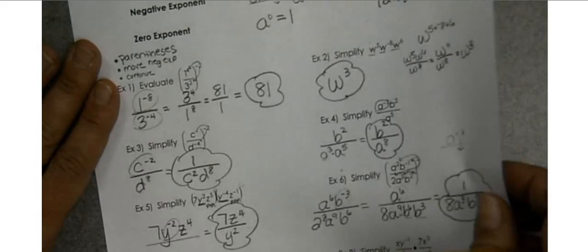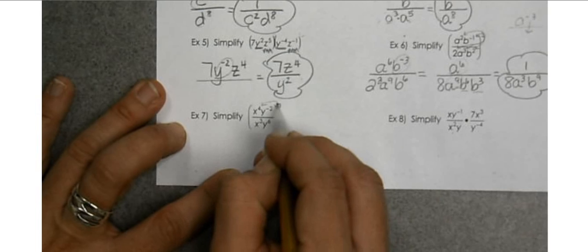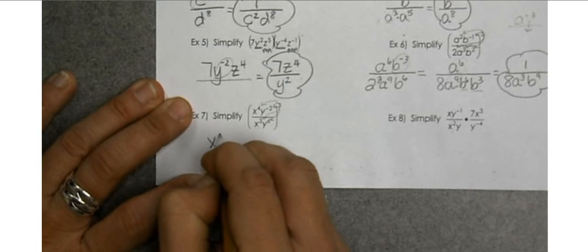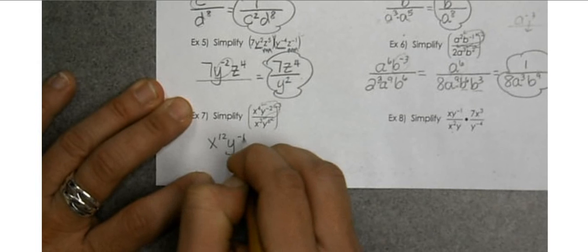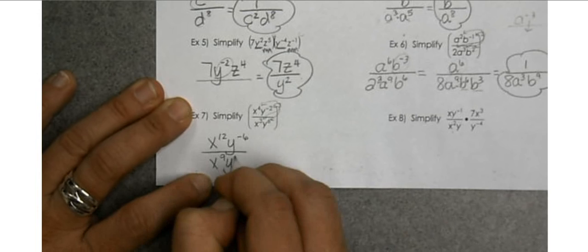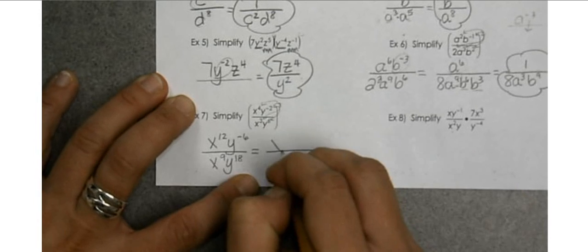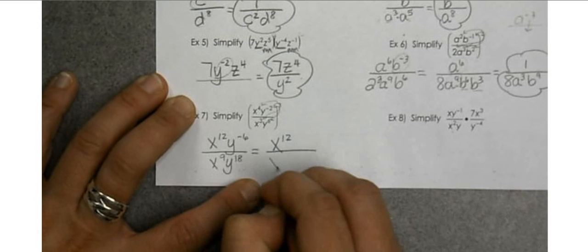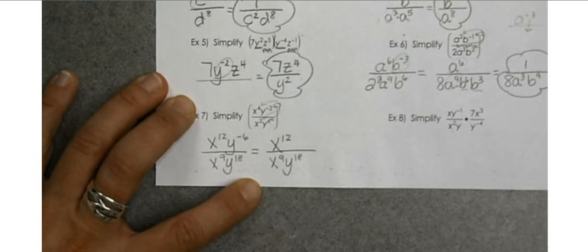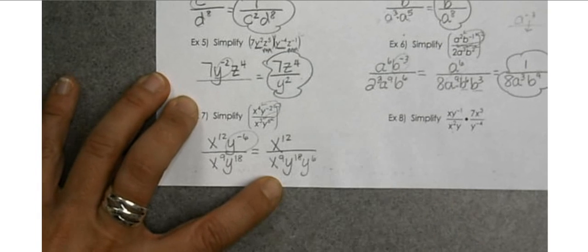Alrighty. Example 7, again, let's apply this exponent everywhere to every single base that's in the parentheses. So I have x to the 12th, y to the negative 6th, x to the 9th, and y to the 18th. Then maybe move the negative exponents. So these 3, the x to the 12th, x to the 9th, and y to the 18th were okay. But this y to the negative 6th has to cross the fraction bar and become positive.